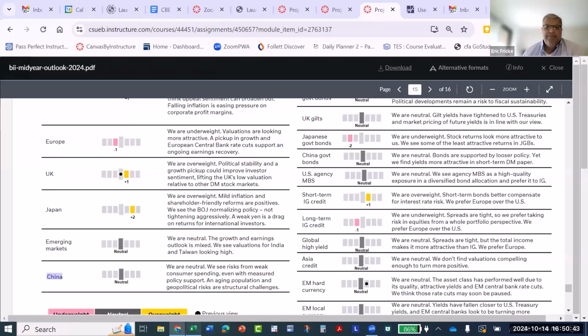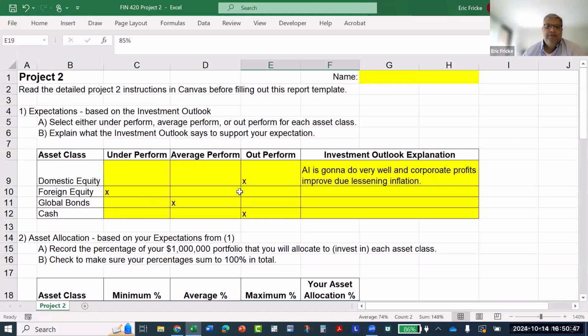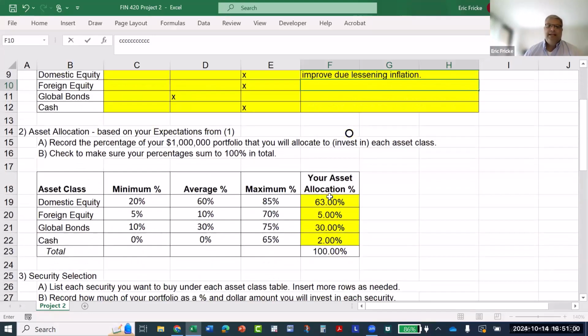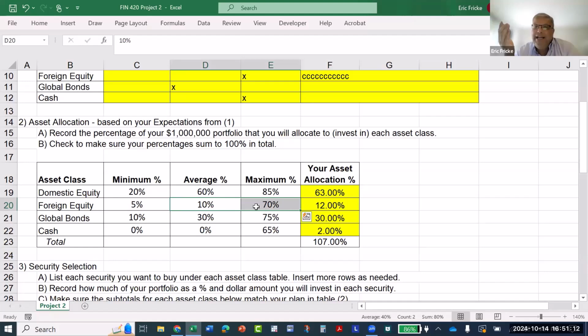So that means what we're saying here is if we go up here, foreign equities, let's say it's outperformed, right? And then you give the reason why, what the report said right here, especially with Japan and the UK, right? And then here you'd probably want to make this something like 15% or 12%, something a little bit higher, right? Because now we're saying it's outperforming or performing better than average.